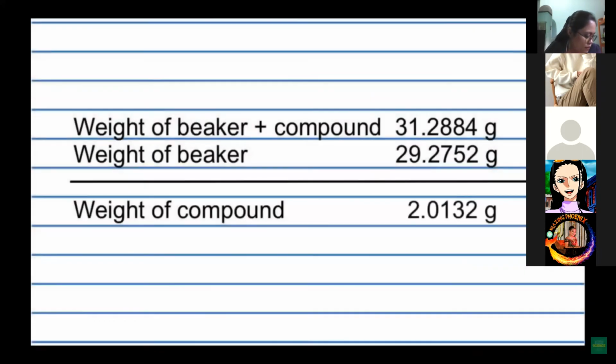The mass of the compound is the difference between the mass of the beaker with the compound and the mass of the empty beaker. You now know how to weigh by addition.